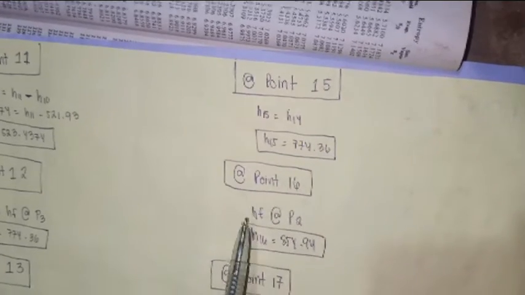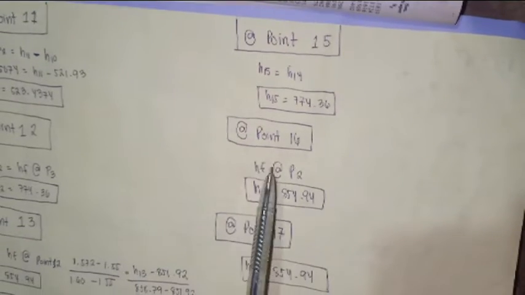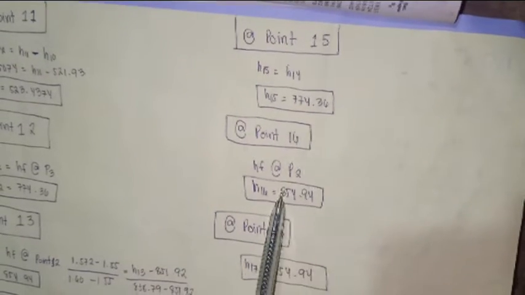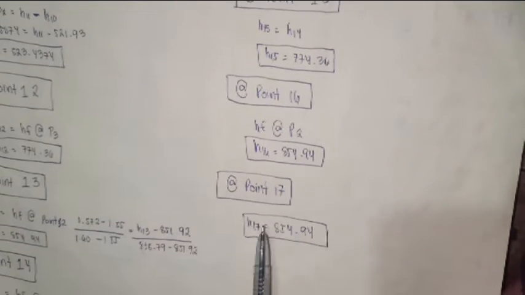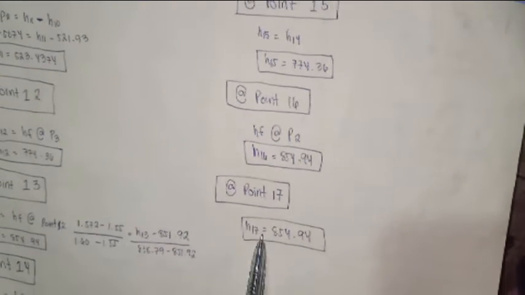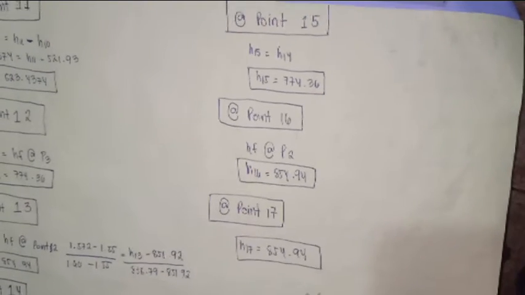Then at point 16, we can get the value of H16, where HF at point 2 is 854.94. At point 17, the value of H17 is equal to 854.94.